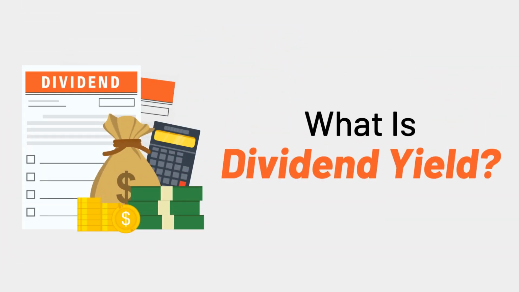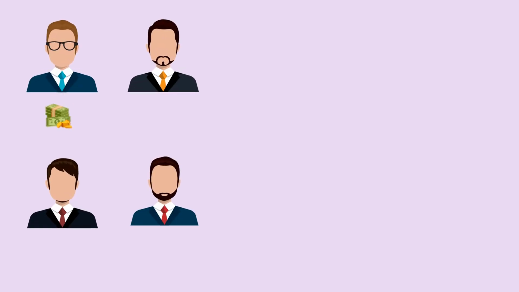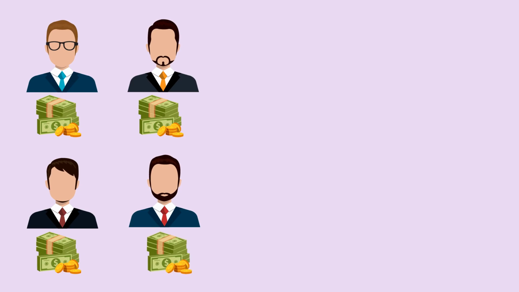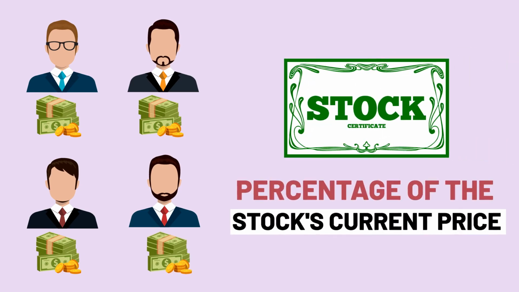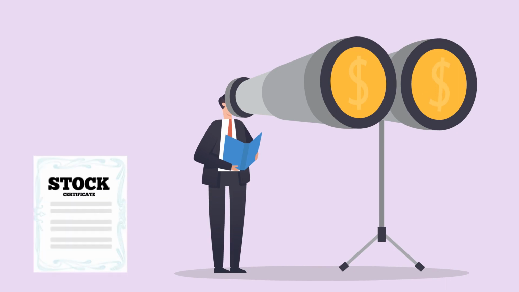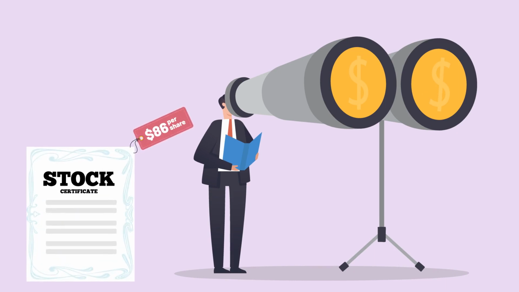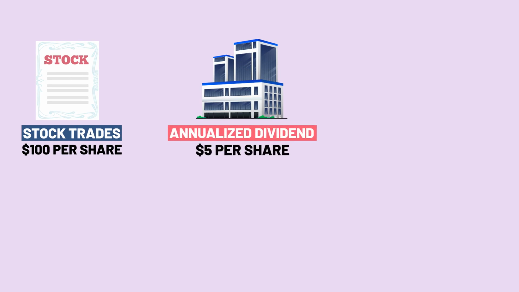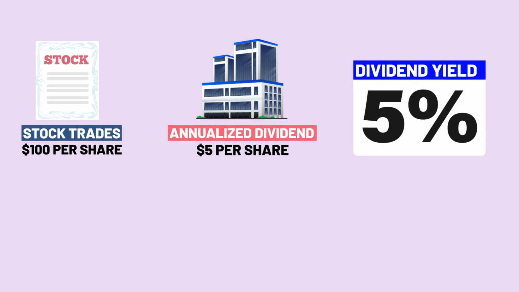What is dividend yield? Dividend yield is a stock's annual dividend payments to shareholders expressed as a percentage of the stock's current price. This number tells you what you can expect in future income from a stock based on the price you could buy it for today, assuming the dividend remains unchanged. For example, if a stock trades for $100 per share today and the company's annualized dividend is $5 per share, the dividend yield is 5%.